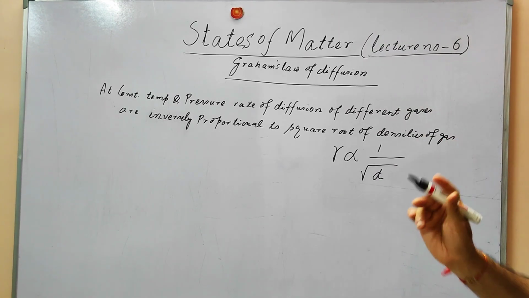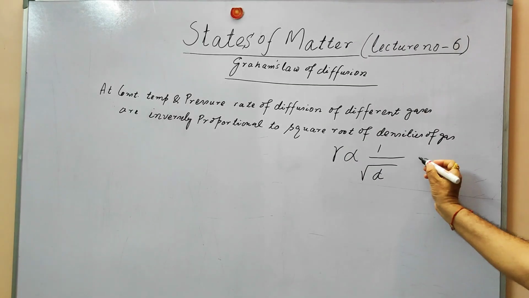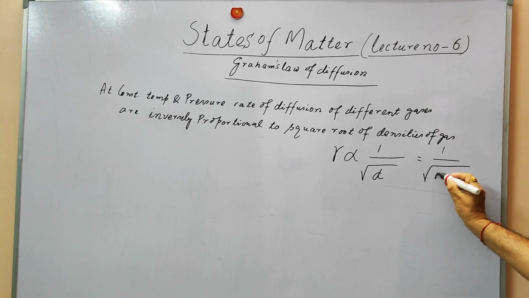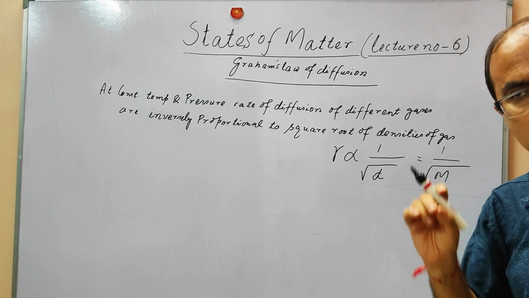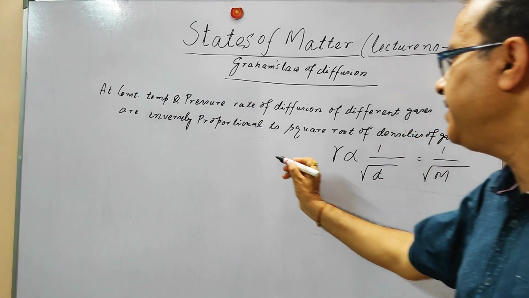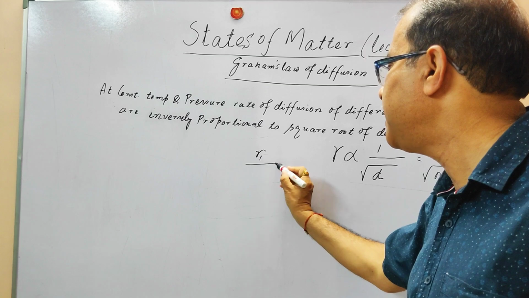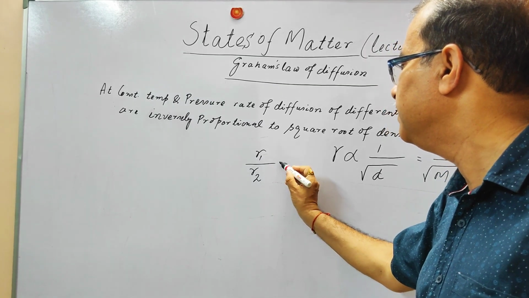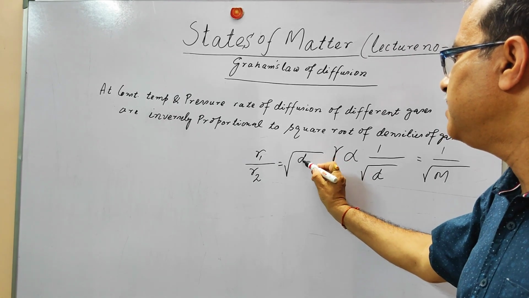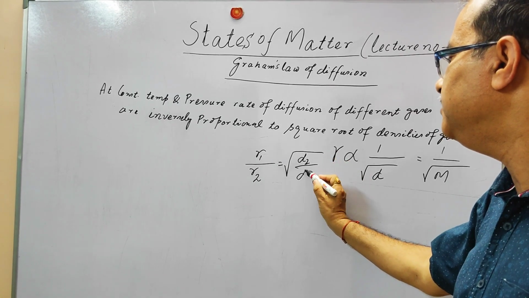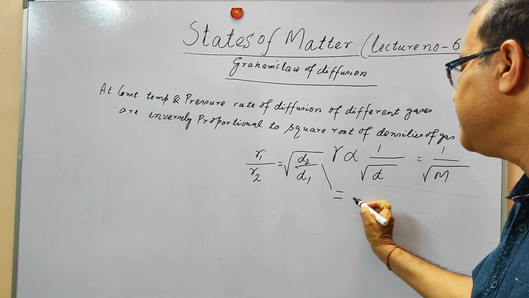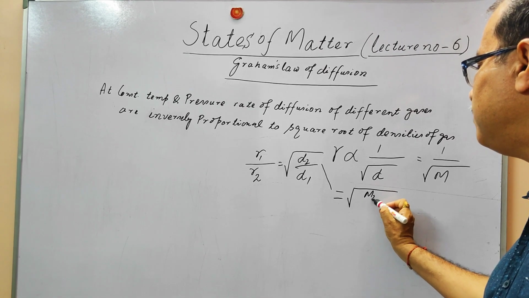And we know density is directly proportional to the molecular mass, so we can also write this as 1 by square root of M, where M is the molecular mass of the gas. We can write this equation for 2 gases. Suppose R1 and R2 are the rates of diffusion of the 2 gases. Then we can write R1 by R2 equals square root of d2 by d1, and this you can again write as square root of M2 by M1.